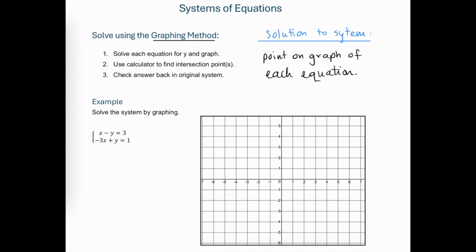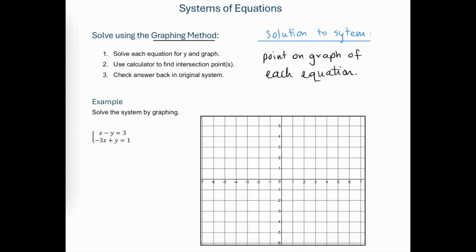The graphing method of finding the solution to a system of equations is to graph each one of the equations and then find the ordered pair that is the intersection. We can use our calculator to find that intersection point, or we could graph it by hand to find the intersection point, and then we check our answer algebraically to make sure that we've got the right point.